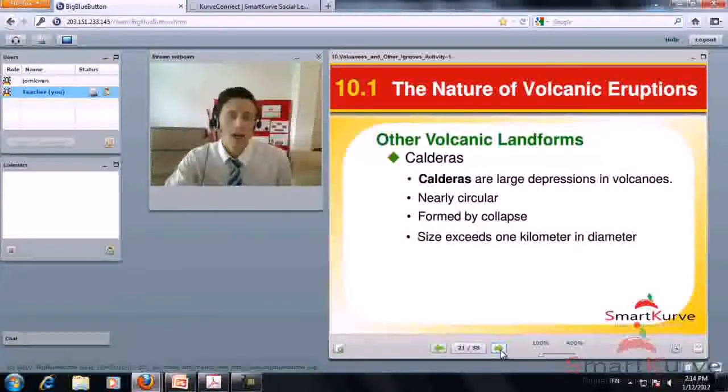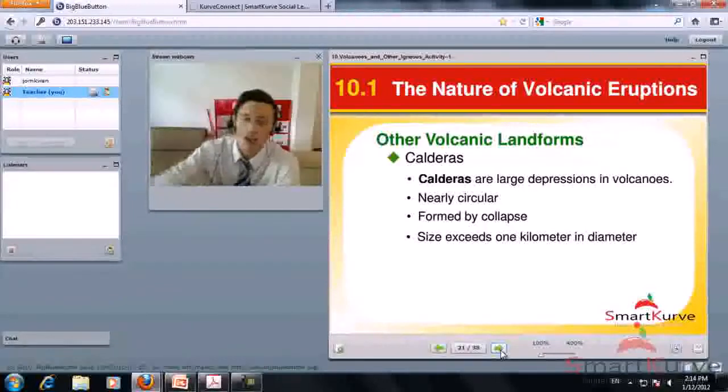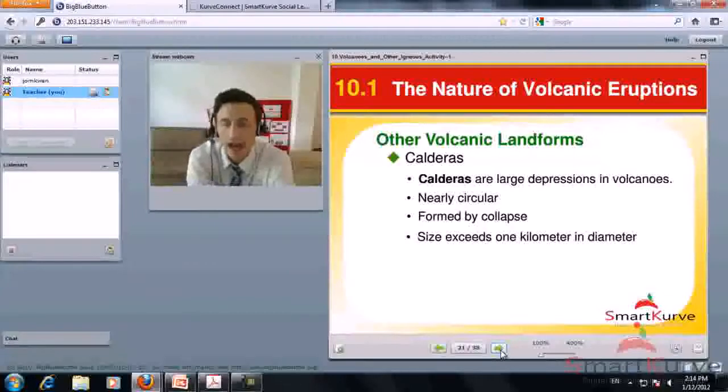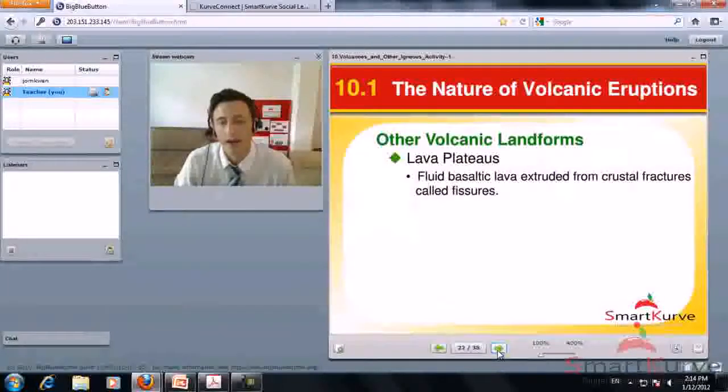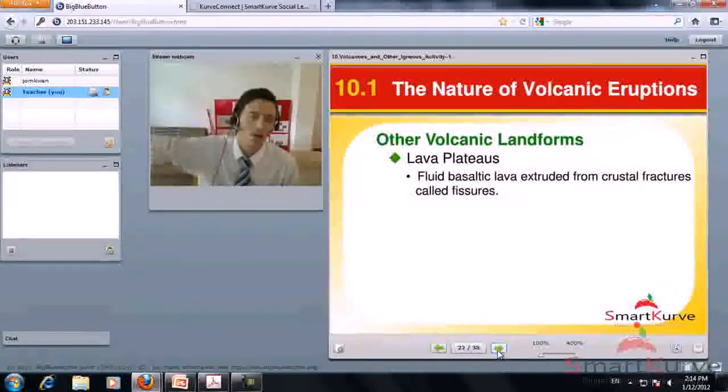Other forms, caldera. Calderas are very large depressions. They're usually circular, and they are formed by collapse. Sometimes they can be 1 kilometer in diameter. So they look almost like a meteor crater.